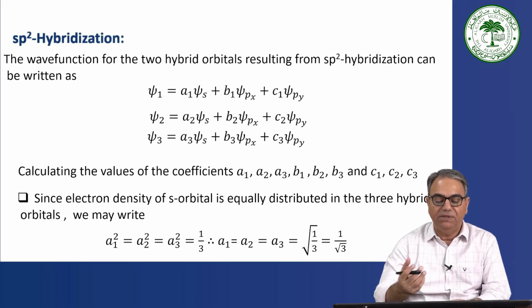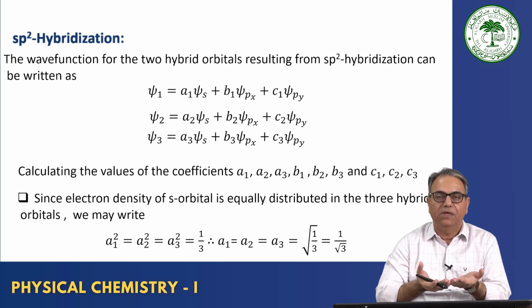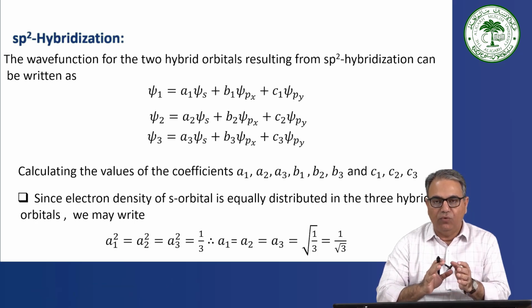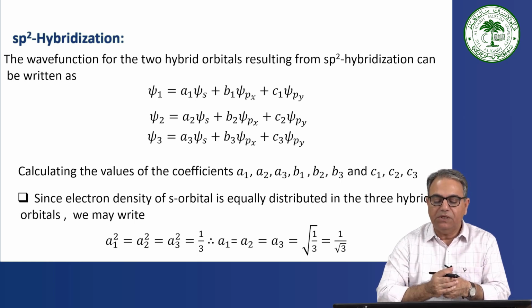If it is py and pz, the only difference will be that now the molecule will be in the yz plane. If it is x and z, then the molecule will be in the xz plane. Nobody stops you from taking pz and px, that you can take. Only the plane of the molecule will change. Okay. But so in sp2 hybridization, any two p orbitals can participate, and whatever orbitals participate, that gives you the plane of the molecule, in which the triangular planar structure will be. Okay. Now our task again is to find out a1, a2, a3, b1, b2, b3 and c1, c2, c3.